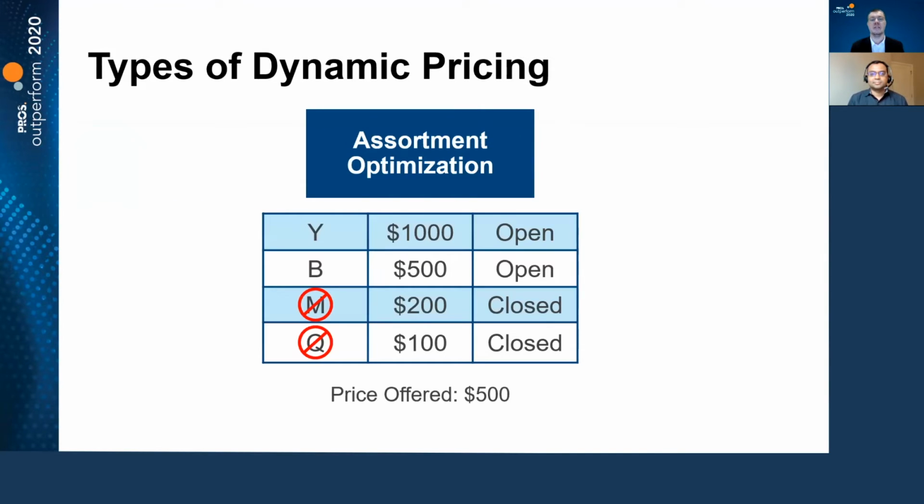Assortment optimization is the idea that you have a set of booking classes, each with a fixed price associated with it. The optimization process opens and closes classes based upon demand to come forecasts. In this situation, M and Q class are closed, while Y and B class are available or open. The offered price is the price associated with the lowest open class, in this case B, or $500. This becomes dynamic because the classes which are open and closed change with time based upon the seats remaining and the time to departure.